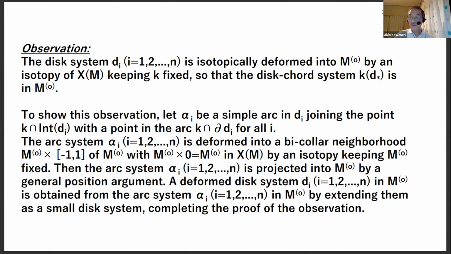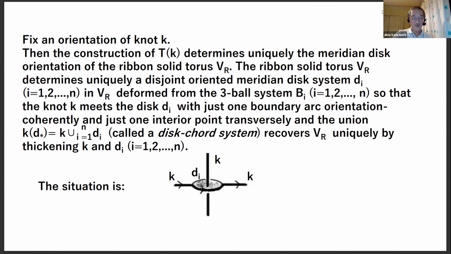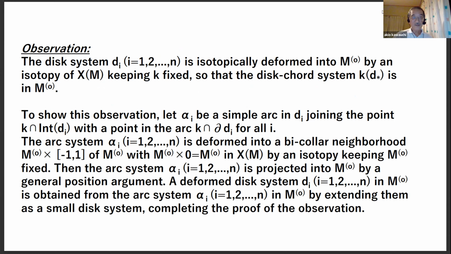Observation: the disk system Di is isotopically deformed in M0 by an isotopy of XM, keeping K fixed, so that the disk code system K D star is in M. How to get it? It's just the arc from the interior intersection point to the boundary of Di.